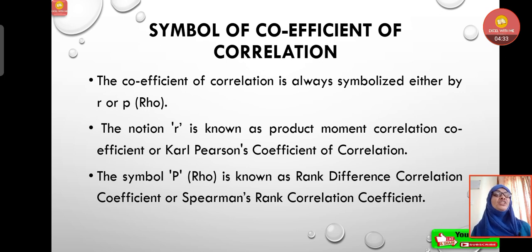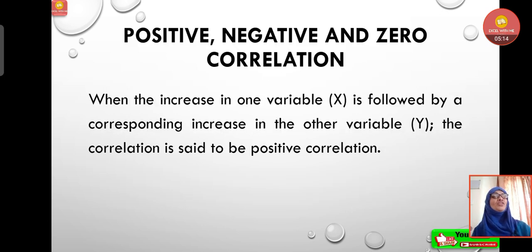Now the symbol of coefficient of correlation, let's understand here. The coefficient of correlation is always symbolized either by small r or rho. The notation small r is known as product moment correlation, or Karl Pearson's coefficient of correlation. The symbol rho is known as rank difference correlation coefficient, or Spearman's rank correlation coefficient. We will understand clearly about the second one in the next class. Today we are going to focus on the first one, that is product moment Karl Pearson's coefficient of correlation.